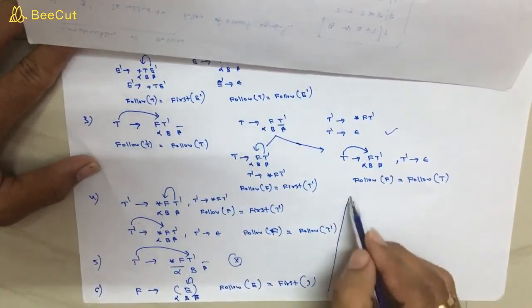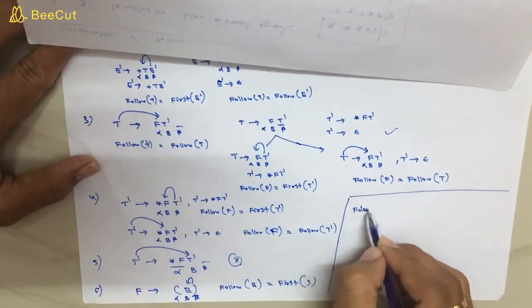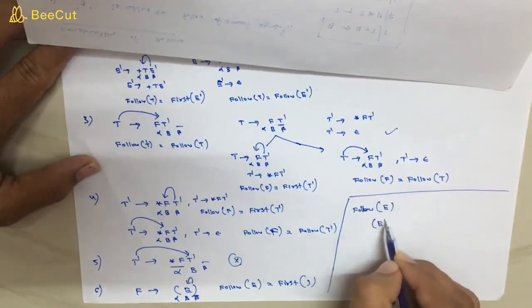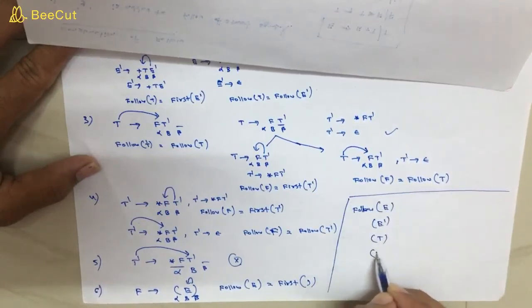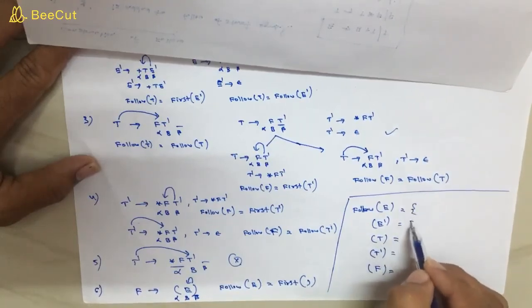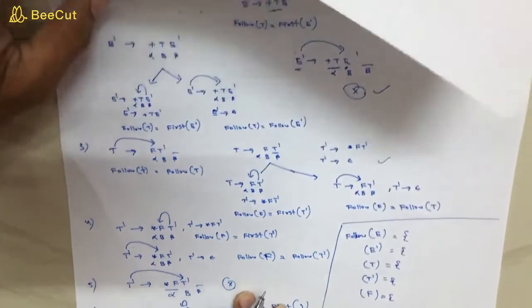Now we are going to conclude the follow symbols. We are going to write the follow symbols of E, follow of E dash, follow of T, follow of T dash, and follow of F. Now we will check rule by rule. As per the first rule, we are going to add the follow of the start symbol.